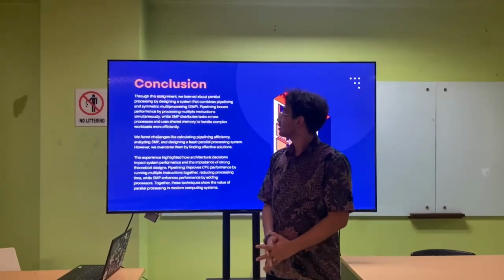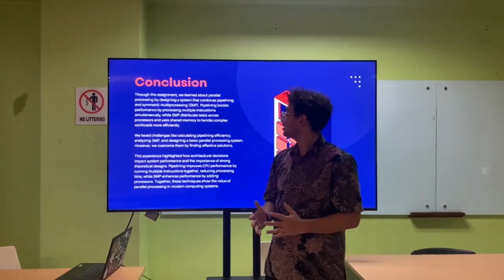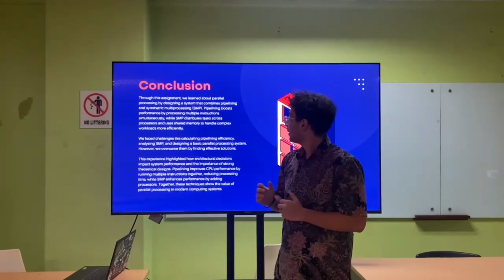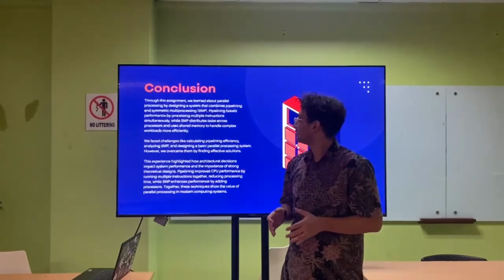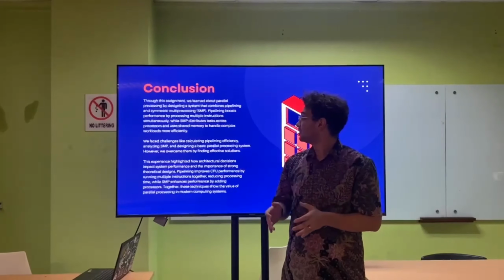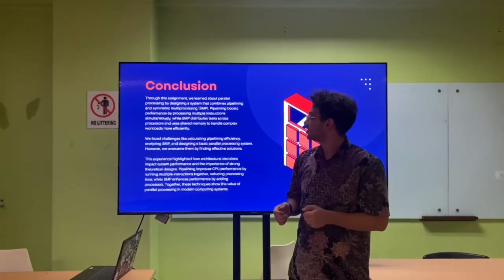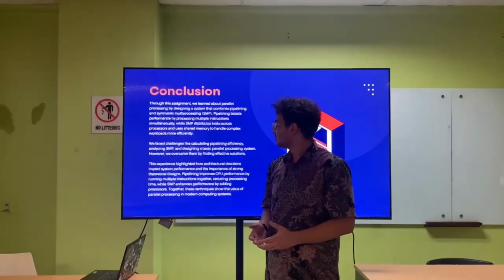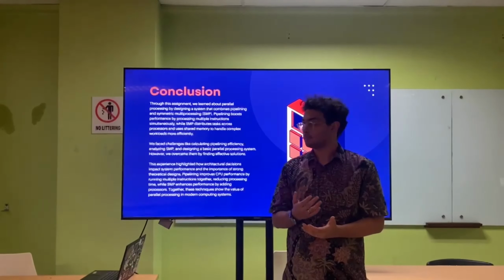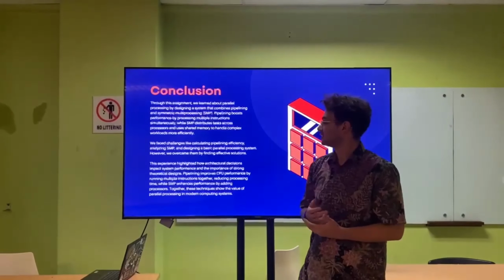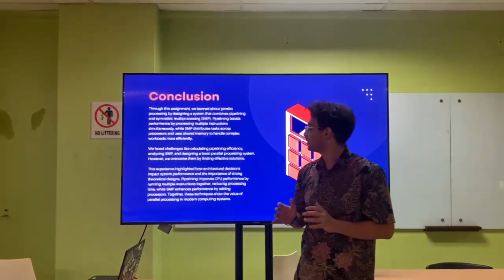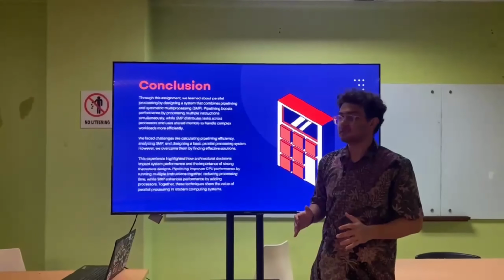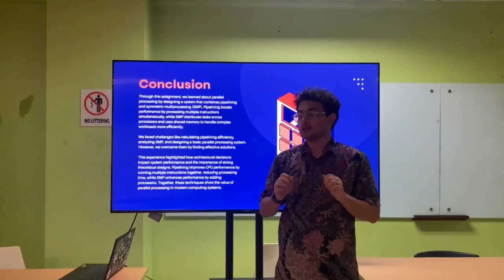Through this assignment, we learned about parallel processing by designing a system that combines pipelining and symmetric multiprocessing, SMP. Pipelining boosts performance by processing multiple instructions simultaneously, while SMP distributes tasks across processors and uses shared memory to handle complex workloads more efficiently. We faced challenges like calculating pipelining efficiency, analyzing SMP, and designing a basic parallel processing system. However, we managed to overcome them by finding effective solutions. This experience highlighted how architectural decisions impact system performance and the importance of strong theoretical designs.